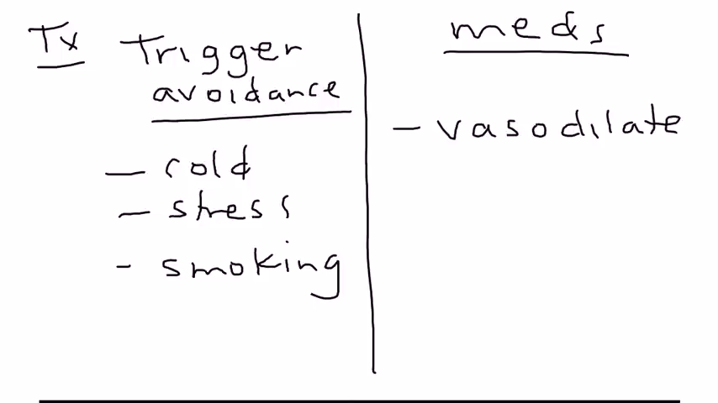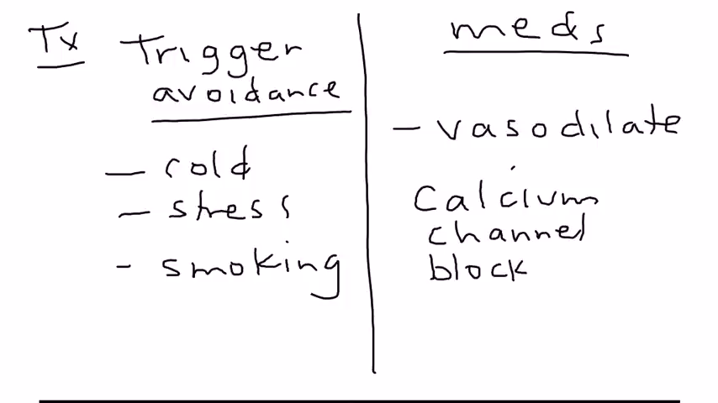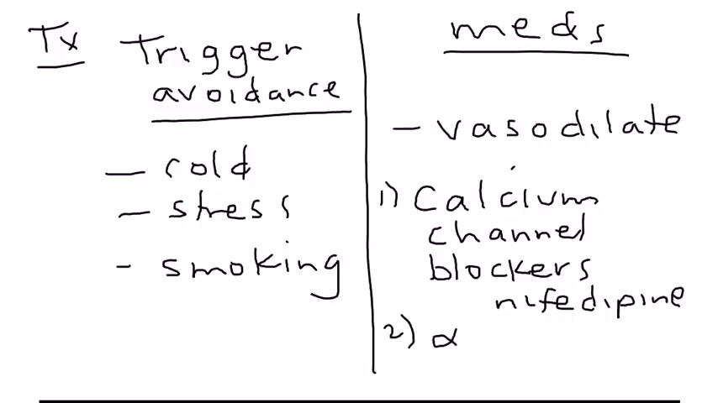bring more blood to those extremities, and those most commonly are calcium channel blockers, such as nifedipine, and then the other one is the alpha medications, prazosin, for example. And these medications are used if necessary to treat Raynaud's syndrome.